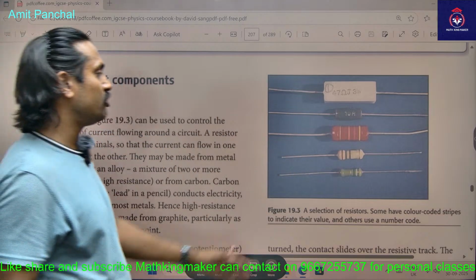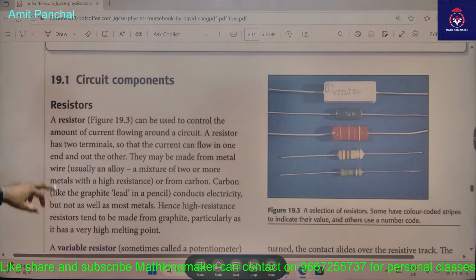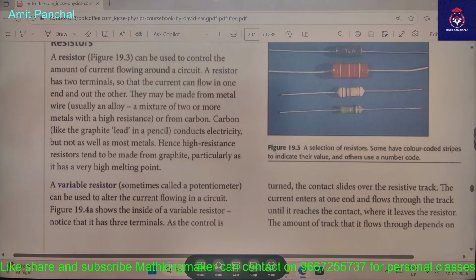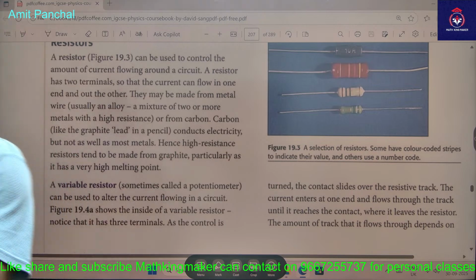Okay, these are some visual examples of resistors. So how are they made? They can be used to control the amount of current flowing around a circuit. A resistor has two terminals so that the current can flow in one and out of the other. They may be made from metal wire, usually an alloy, a mixture of two or more metals with a high resistance, or from carbon. Carbon, like the graphite lead in a pencil, conducts electricity but not as well as most metals. Hence, high resistance resistors tend to be made from graphite. Whenever you want higher resistance, they are made with graphite.